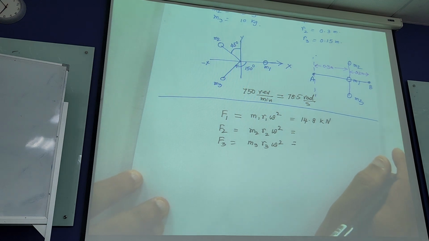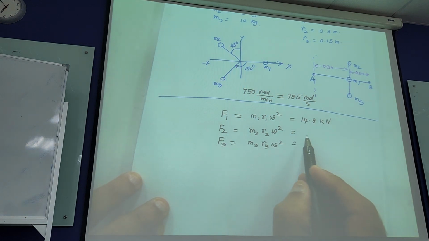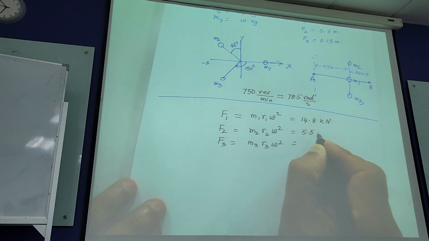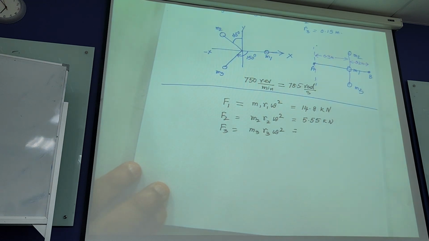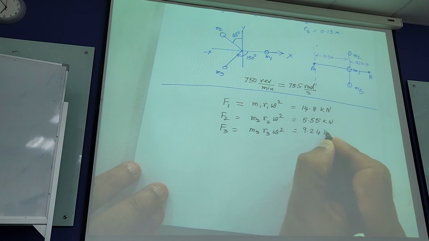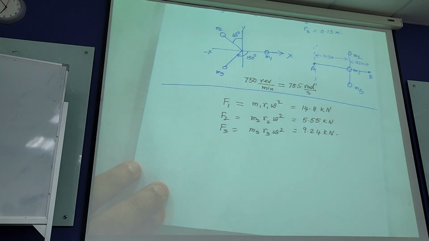Yep. So what about F2? 5.551. 5.55. Yeah, I think I have 5.55. So F3? 9.252. Yeah. So 9.24 kilonewtons. So these are the F1, F2, F3.